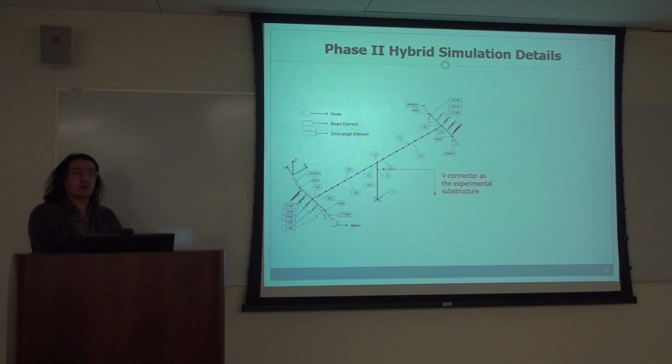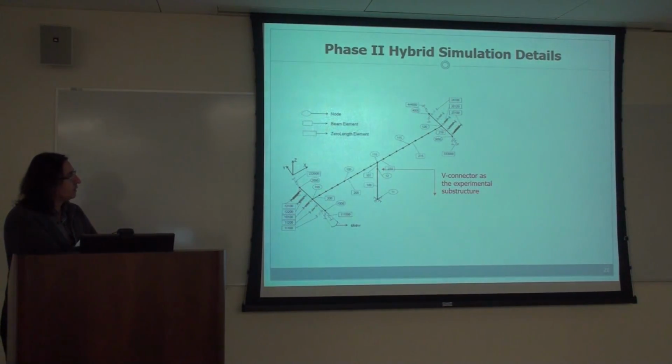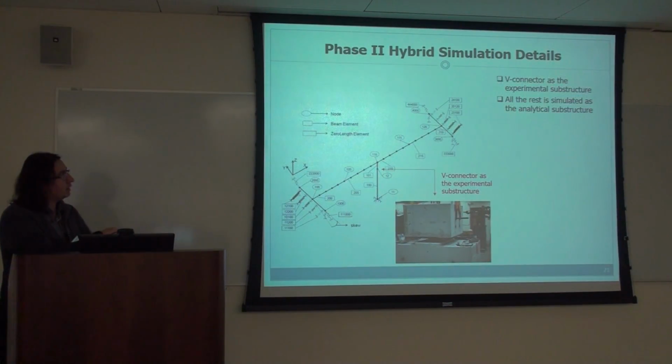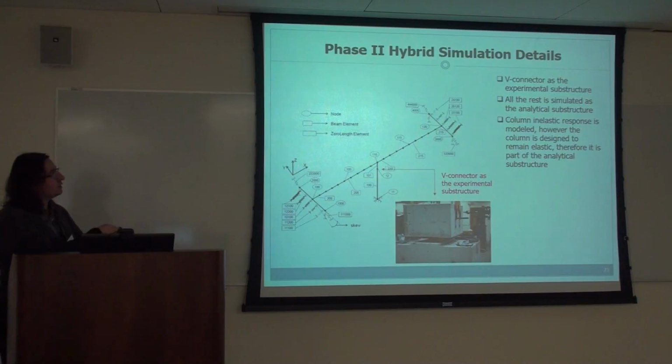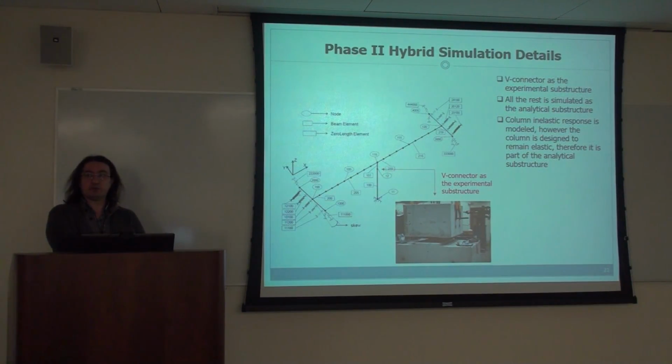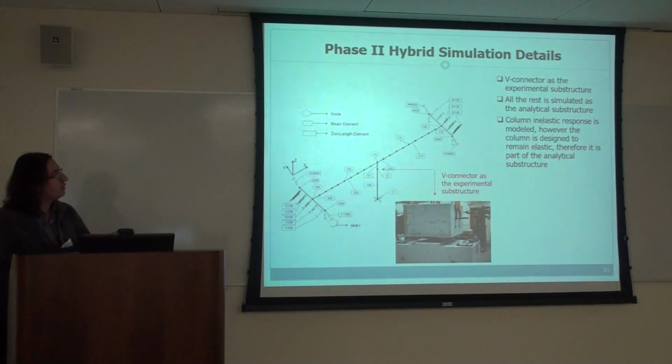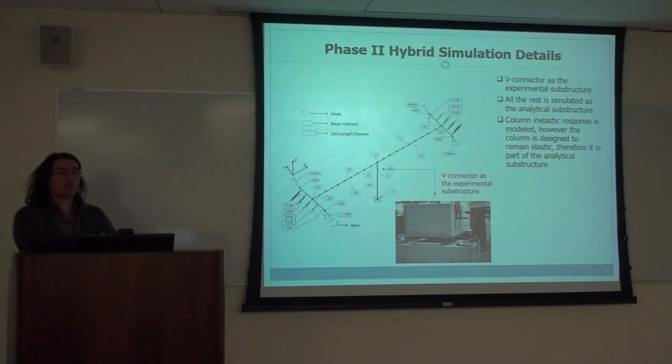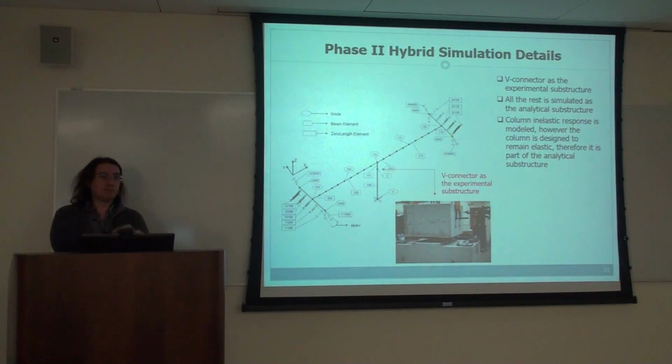I just want to highlight some of the hybrid simulation details here for the second phase. As I mentioned, the connector will be the experimental substructure, and all the rest is simulated as the analytical. We'll model the column inelastic response. That will be part of the analytical model. But since the column is designed to remain elastic, we are not testing it. We assume that the column is the elastic portion that can be modeled.